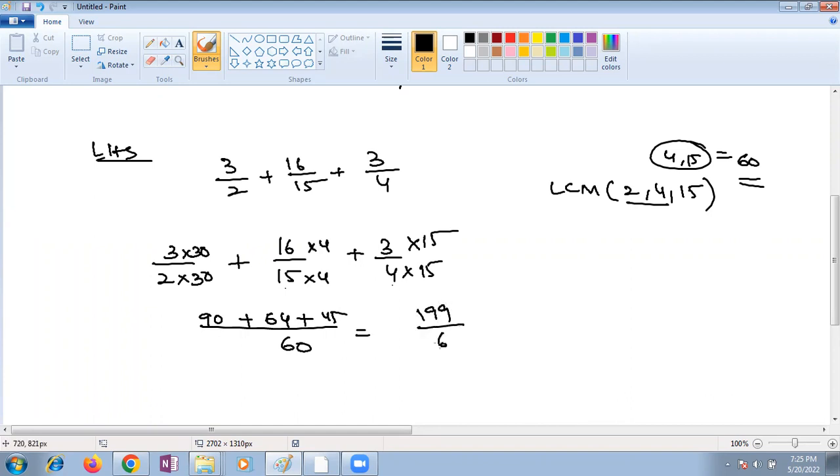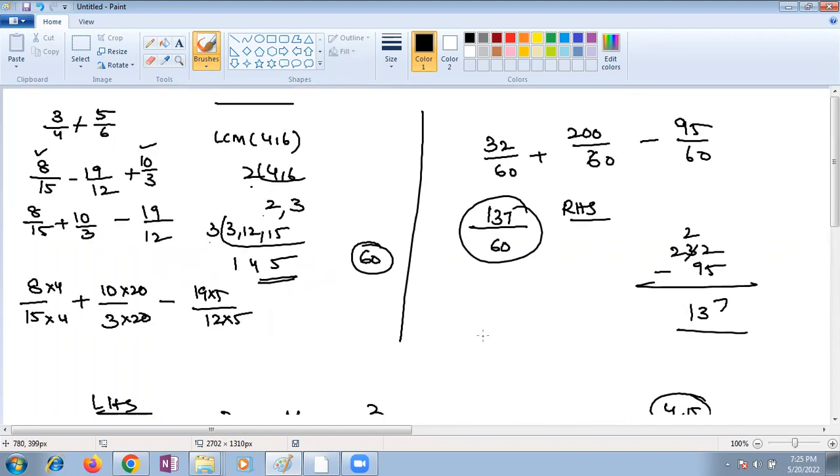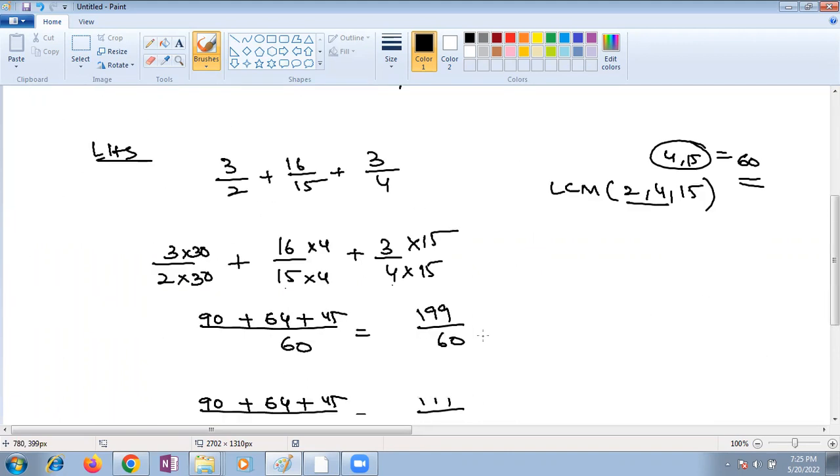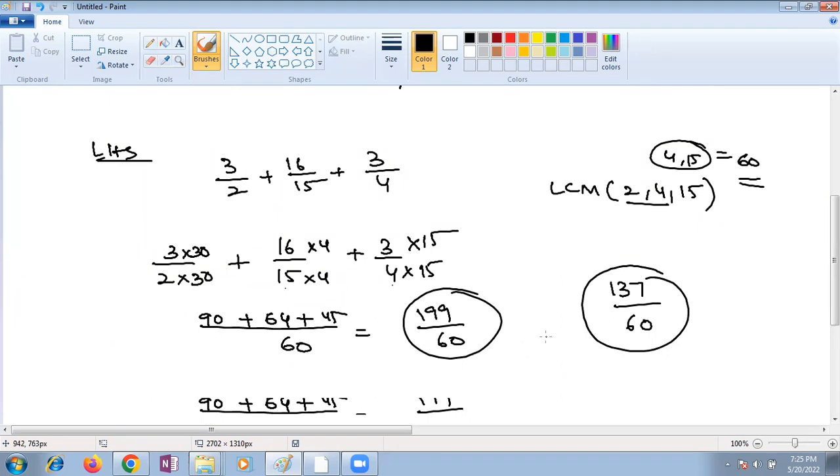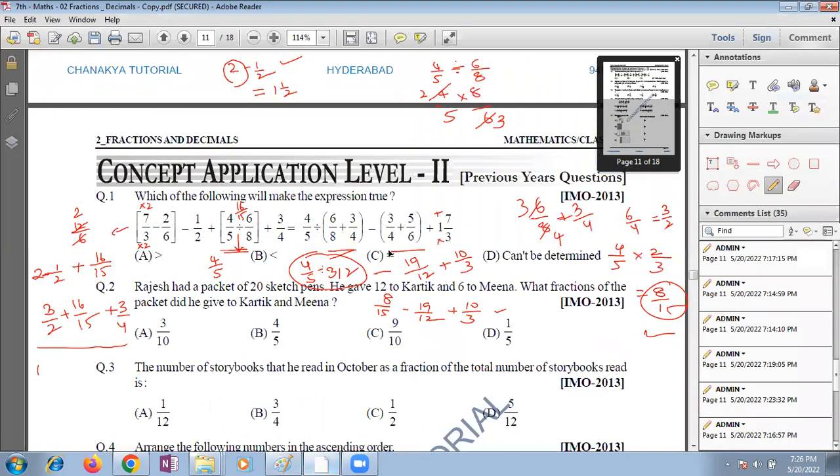And the other part, the RHS part, what are you getting? 137 by 60. Which is greater among these? 199 by 60 is greater, because these are like fractions. So this complete problem you need to solve in 1 minute, children. So which symbol can we keep here?